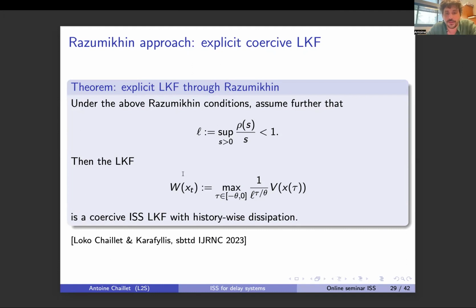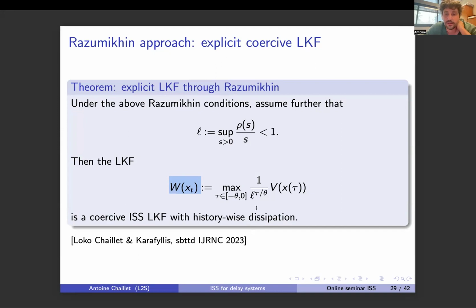Anyway, in that case, under the Razumikhin condition, if I take W as the functional defined as the max over tau in the delay interval of 1 over L to the tau over theta times V of X tau, this happens to be a coercive ISS Lyapunov-Krasovskii functional that dissipates history-wise. So the best you can hope for, essentially. This result has just been submitted with my PhD student Epiphane Loko and Jason. And it shows a systematic way, a bridge at least, between the Razumikhin and Krasovskii approaches.